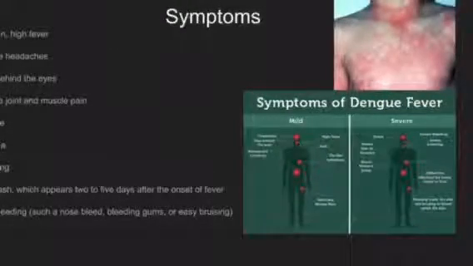Symptoms: sudden high fever, severe headaches, pain behind the eyes, severe joint and muscle pain, fatigue, nausea, vomiting, skin rash which appears 2 to 5 days after onset of fever, mild bleeding, such as nosebleed, bleeding gums, and easy bruising.